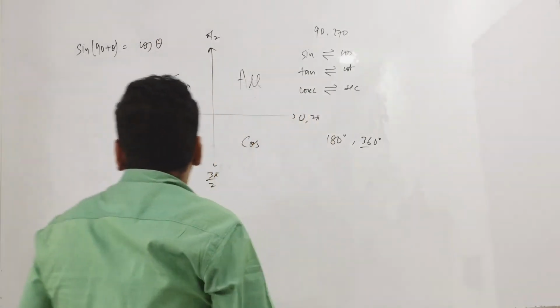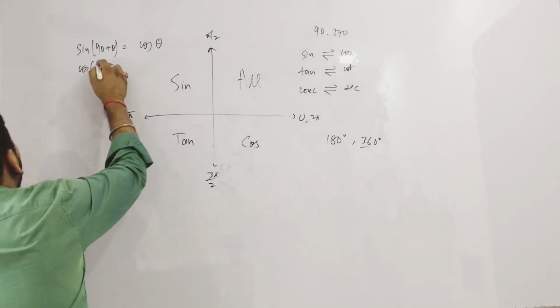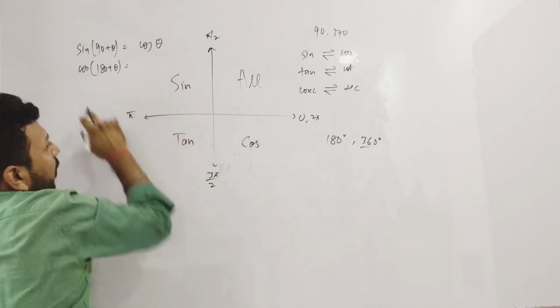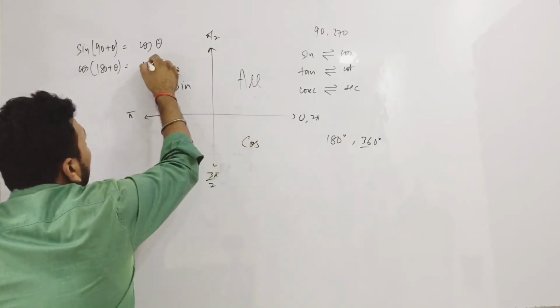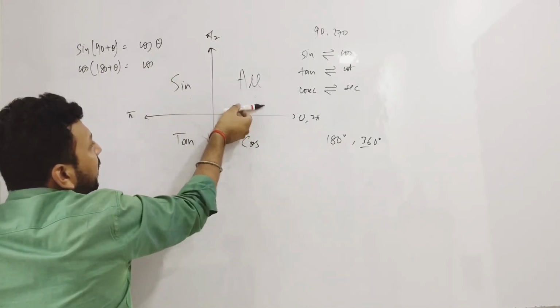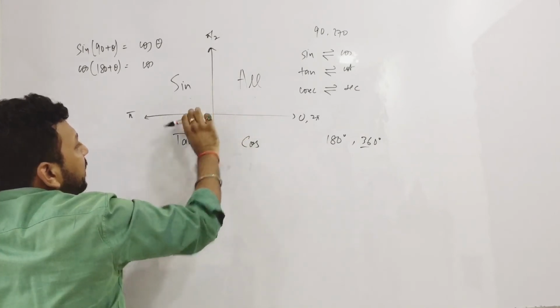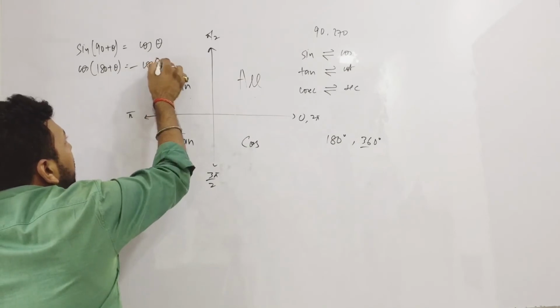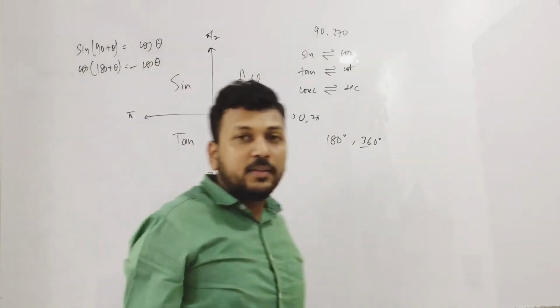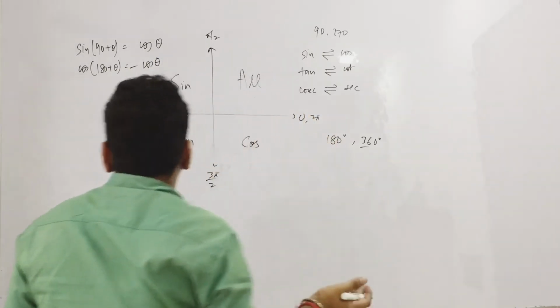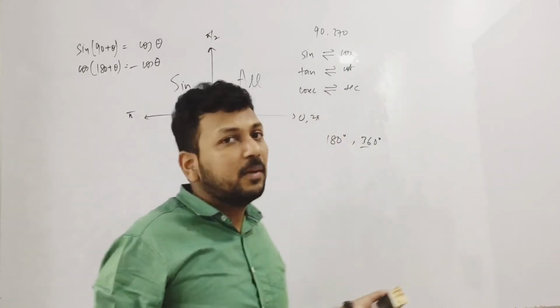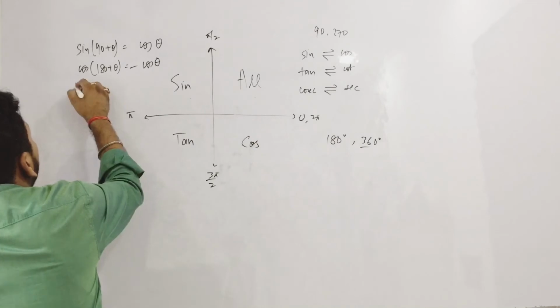Again, let's see cos of 180 plus theta. 180 means cos remains cos. And 180 plus theta, here cos is negative. That means minus cos theta. Simple. I will write two or three more, and you can solve some more on your own. It is a very simple rule.